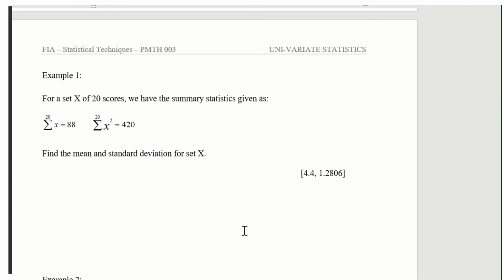So example 1, what's going on? First of all, let me show you. Sigma x, you know already. What's that 20 there? That 20 means the n, the total number of data. That means from data set number 1 to 20, the summation is 88. That means the total value of the data is 88. Same goes to the sigma x squared. From the first data to the 20th data, it is 420.